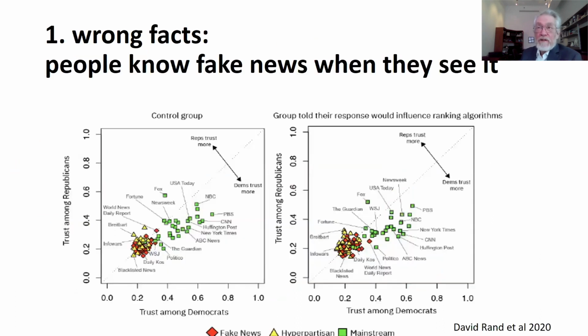So let's look at what the situation is with these. This is work by one of my colleagues, David Rand. He looked at trust of data sources among rather extreme Republicans and rather extreme Democrats. And what you can see is that everybody can tell what fake news is. Those are the red ones, and the yellow ones are hyper-partisan. Republicans trust the mainline things a little less than Democrats, but you can see that people know which things are more likely to be trustworthy, and they agree across party lines.